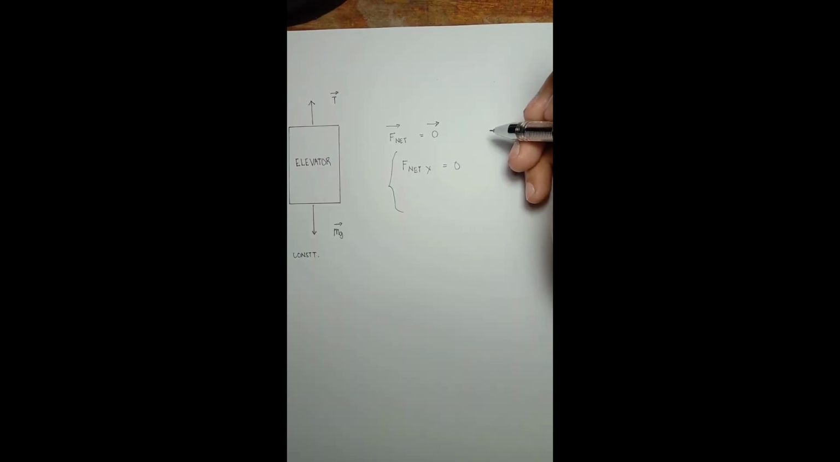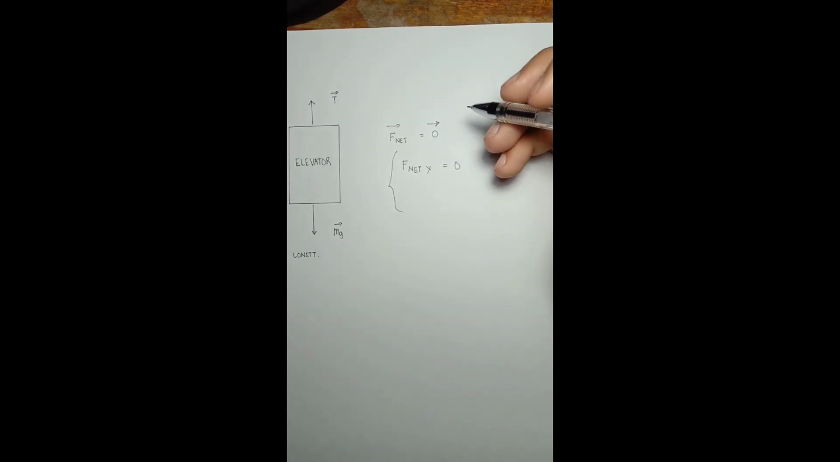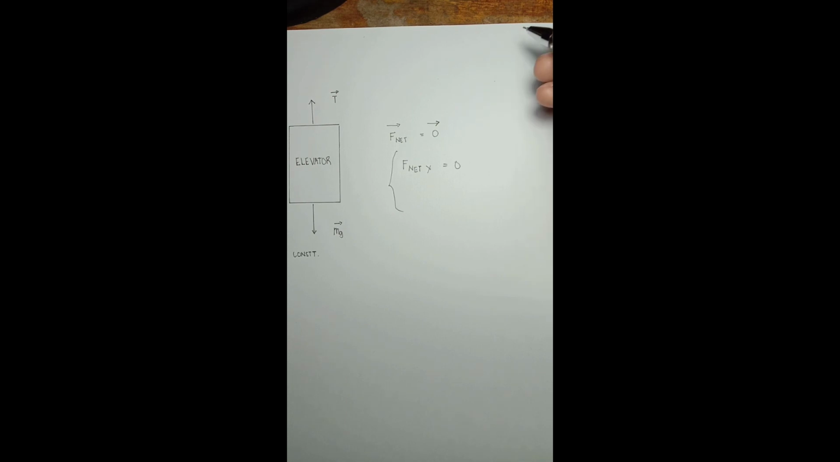We write therefore the net force must be 0, so F net is equal to 0. So we need to take this equation and write it along x and y, bearing in mind that along x there is no force, therefore F net x is equal to 0. But F net y is a bit more interesting because F net y has two terms in it.